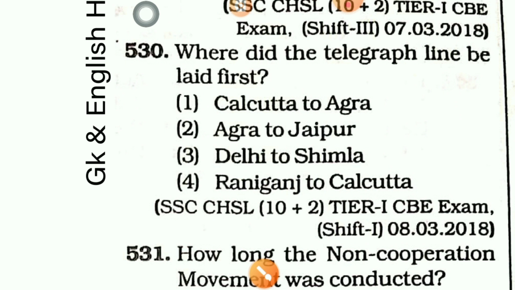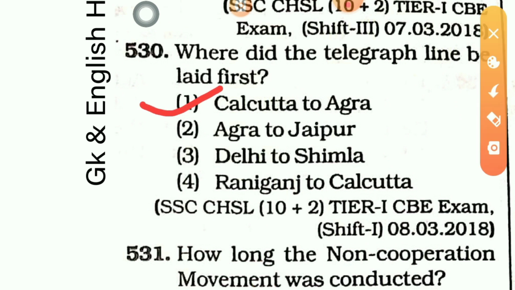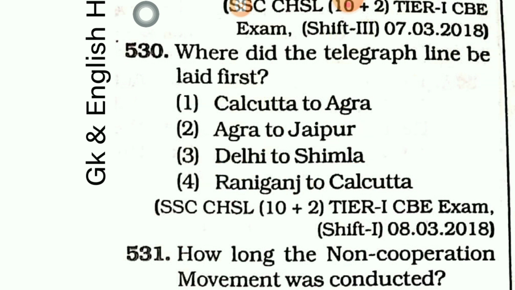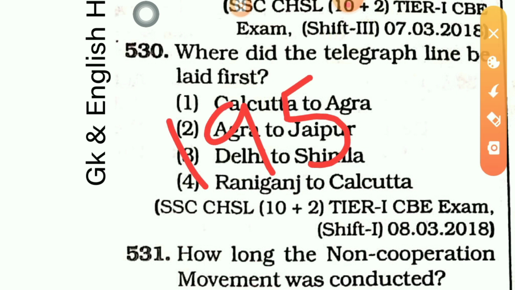The first telegraph lines were established from Calcutta to Agra. Yes, in 1854. Remember the date, 1854. This time the Governor General was, I hope from this date you may have understood who was the Governor General.